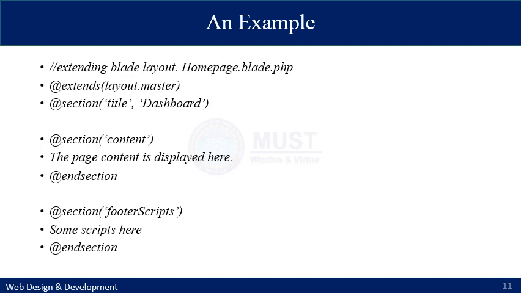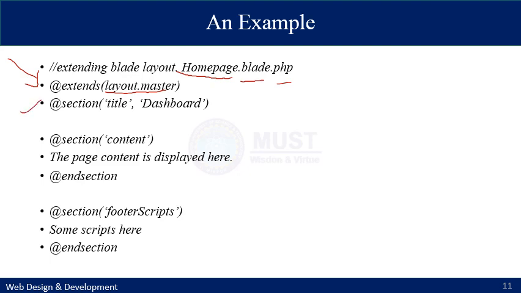So extending the blade template, you used the home page dot blade dot php. You created another page named homepage dot blade dot php. To make use of the master page described in the previous slide, we have to extend that page in our child page to make use of that layout master. We do it by specifying the name of that file, which was layout.master, and we use the keyword extend to include that file.